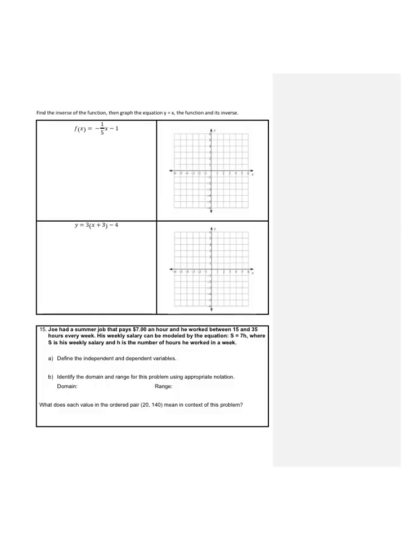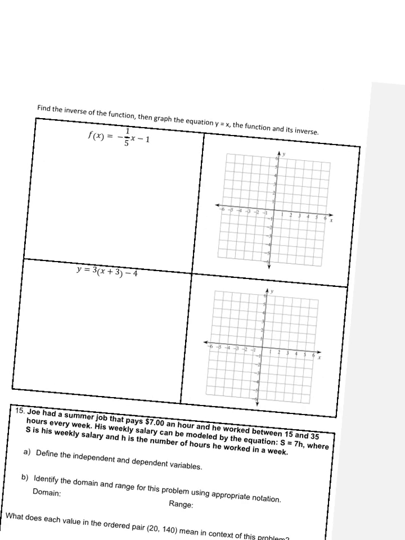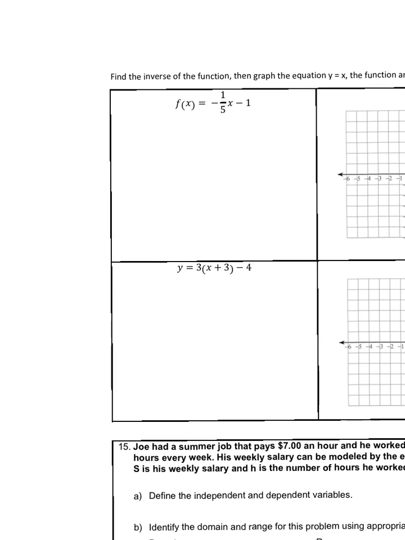All right, we are on the last page. This is being able to find an inverse and then graph it. So first thing I would do is go ahead and find the inverse, and then after that I would graph both functions and your line of reflection. So interchange x and y, solve for y simplified, just like we did in the last page.